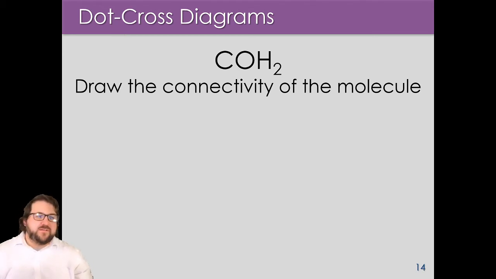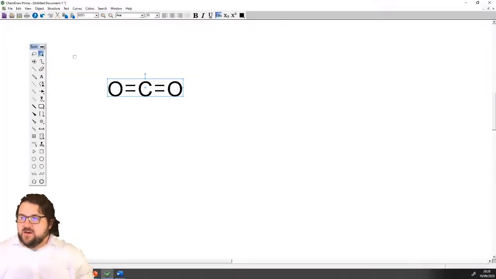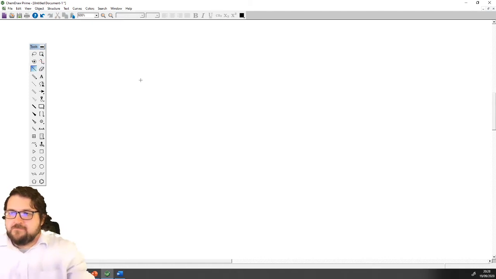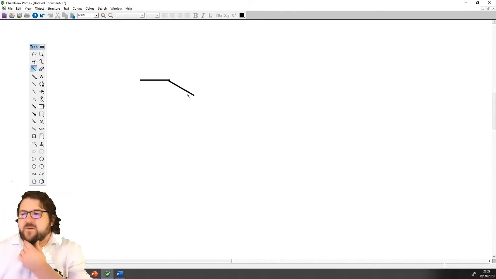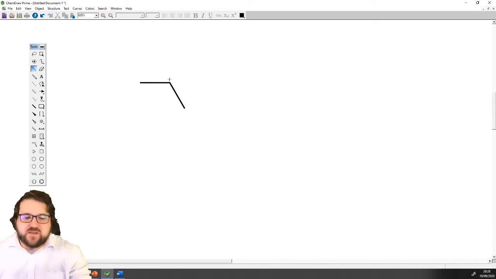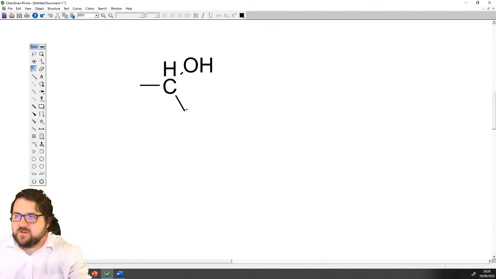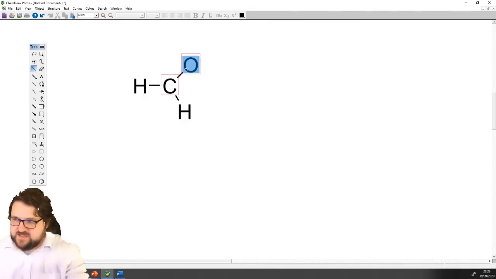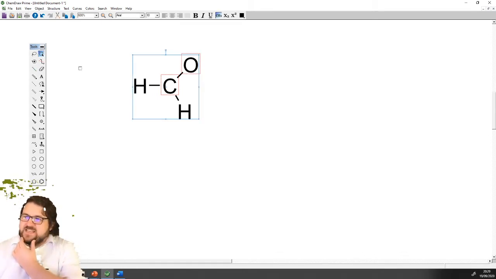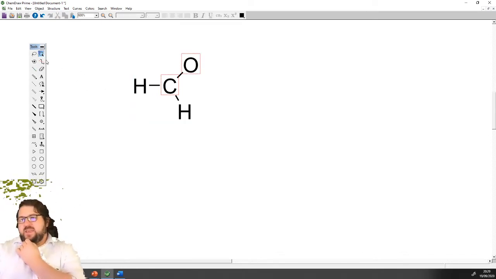COH2. Okay, so COH2. Now, I'm learning a lesson from the last one. I'm learning that my carbon probably wants to be in the middle because it's got the most bonds. So I've got an O, I've got an H, and I've got an H. Let's keep those as they are. Okay, so can we satisfy this? Yeah, carbon needs 4 bonds, and oxygen needs 2.